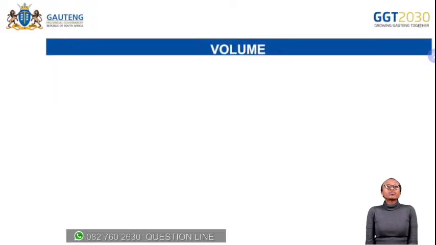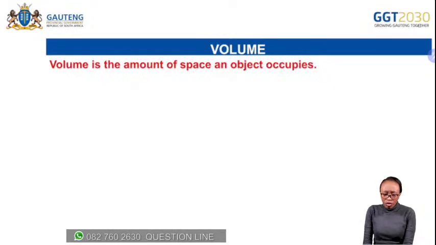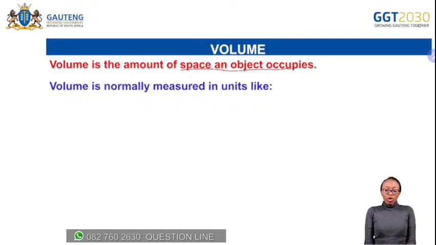Now let's talk about volume. We said that volume is the amount of space an object occupies. Volume is normally measured in units like liters and milliliters. So that is how we measure volume.